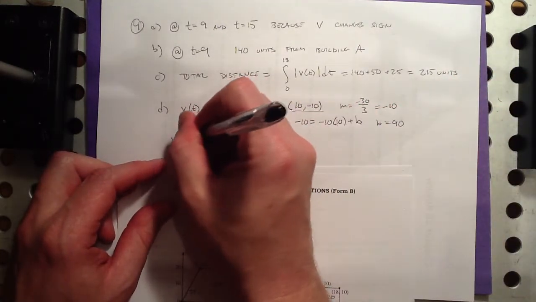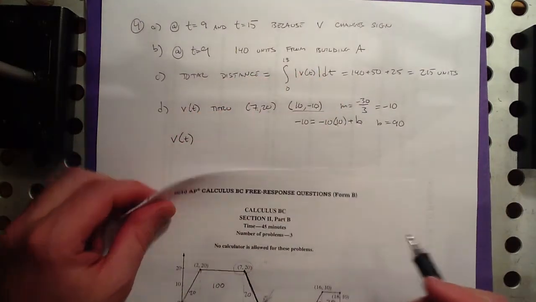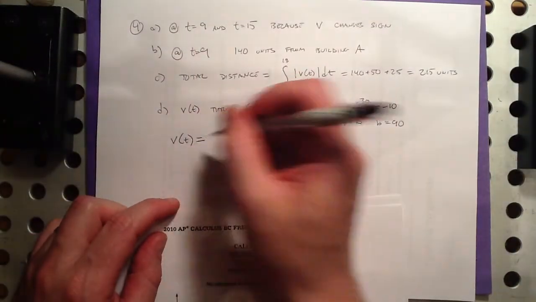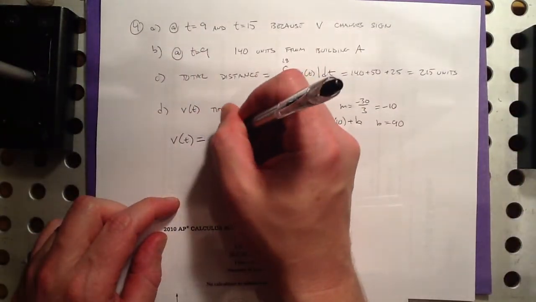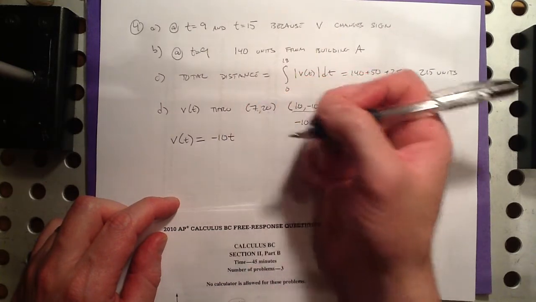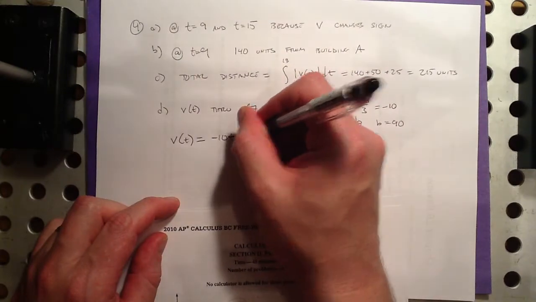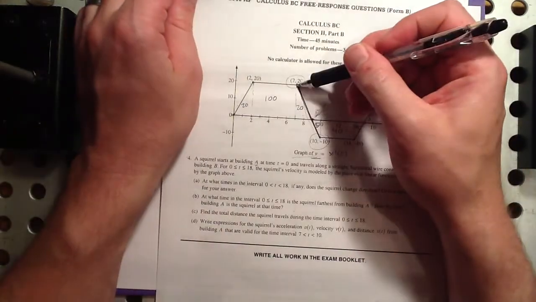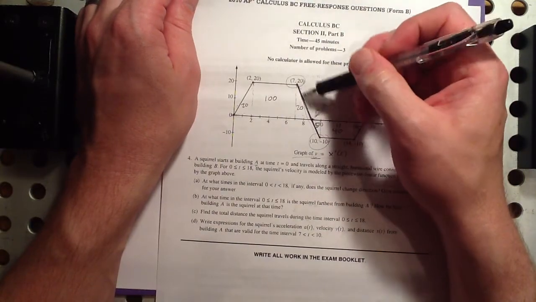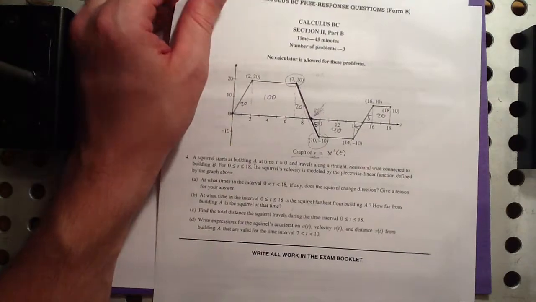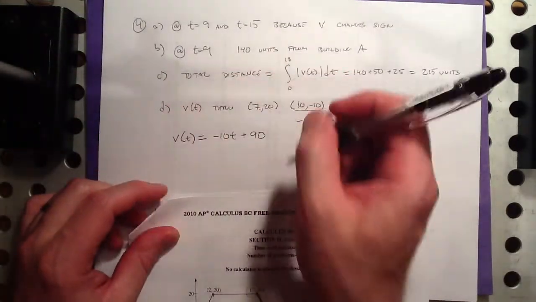So the velocity function, or in other words, the equation for this line, good from 7 to 10, is equal to minus 10t plus 90. And that looks about right. It's downward sloping, and if we extend it this way, I have a y-intercept somewhere up there at 90. So there's a velocity function.